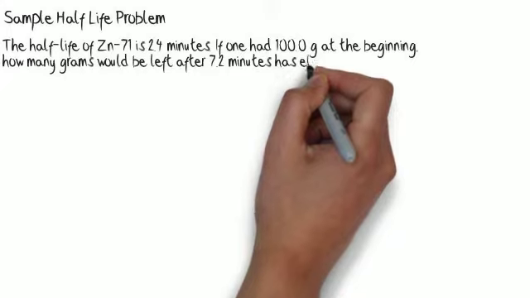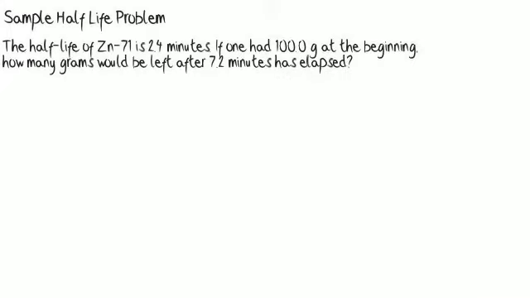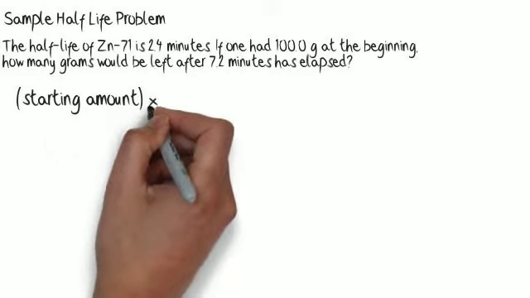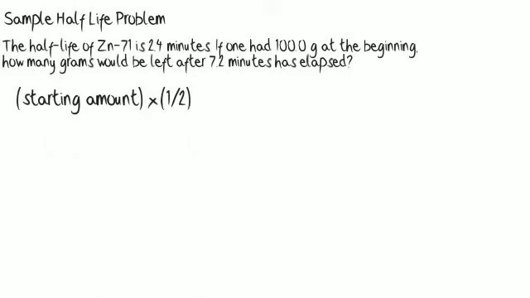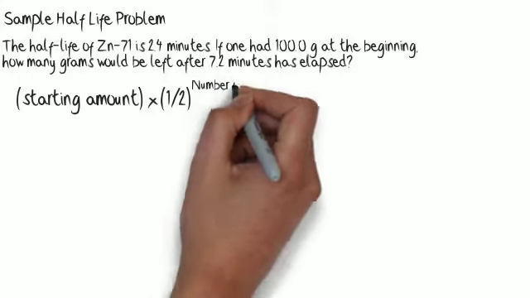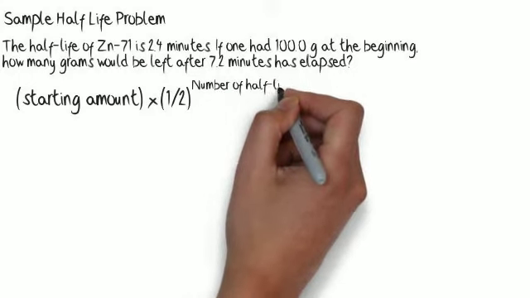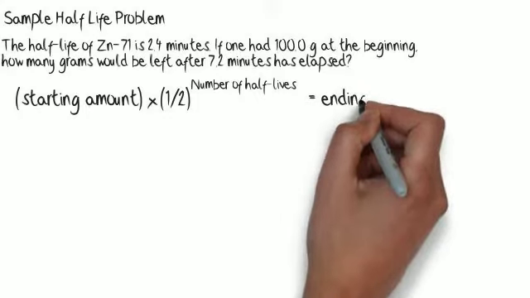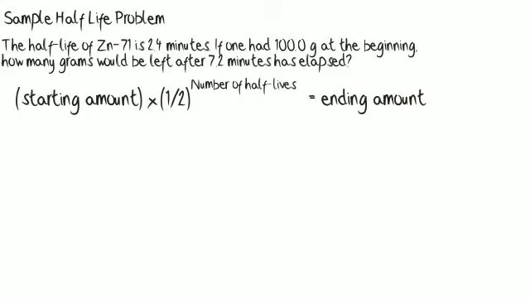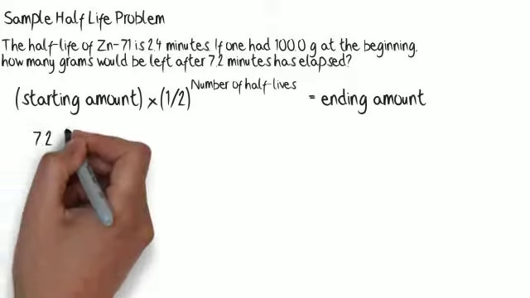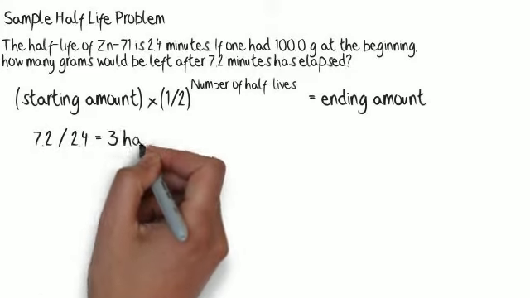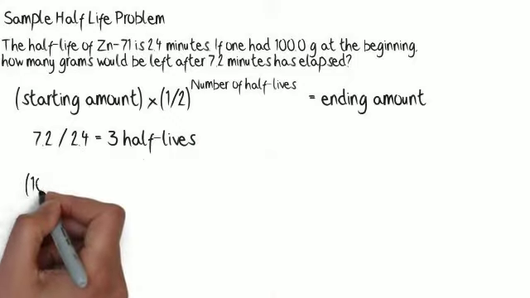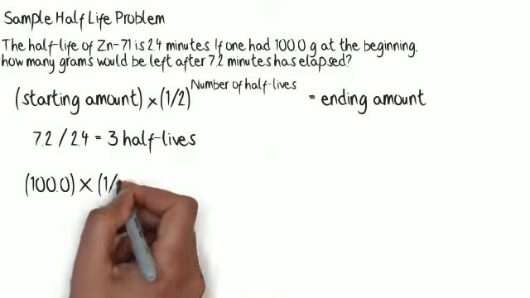The way we're going to go about doing this is we're going to set up a little equation, and we're going to start with the starting amount times 1/2 raised to the power of the number of half-lives. Okay? And that will equal the amount remaining or the ending amount. You could use either term. So we have 7.2 divided by 2.4, because it's 7.2 minutes past, each half-life is 2.4, gives us 3 half-lives.